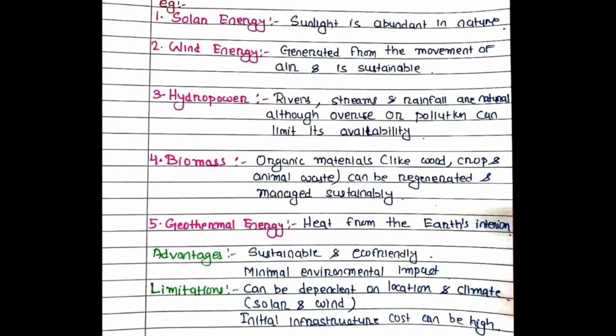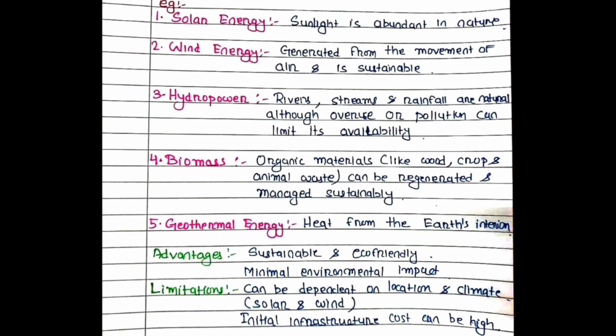First is solar energy. It is the energy from the sunlight which is abundant in nature. With the help of solar panels, the energy from the sunlight is utilized. Then the wind energy. It is generated from the movement of air, and also it is sustainable. It will not harm our environment. And also wind energy is abundant in nature.